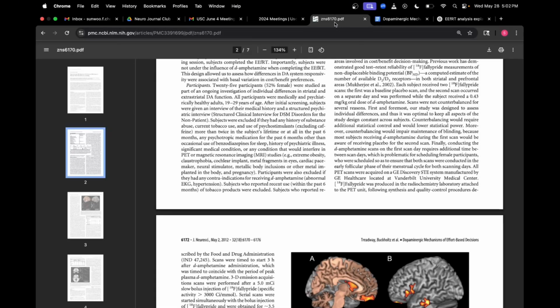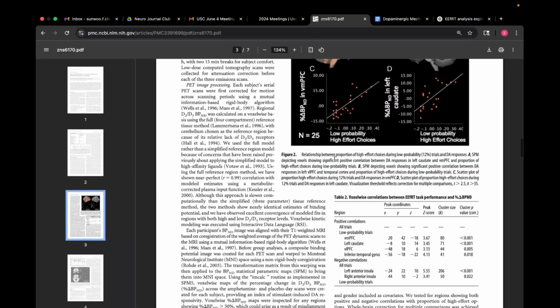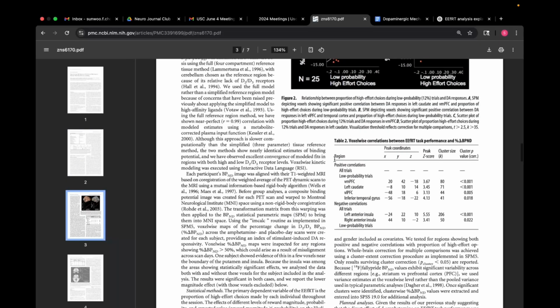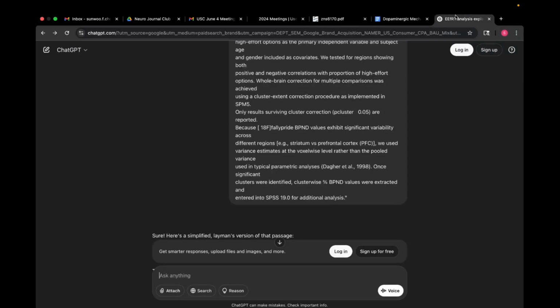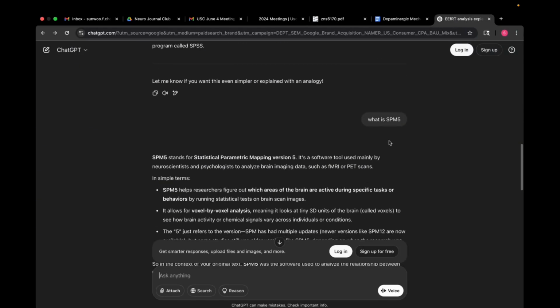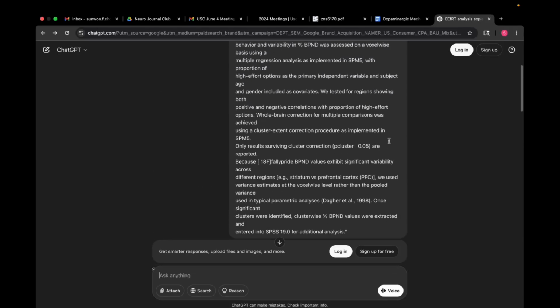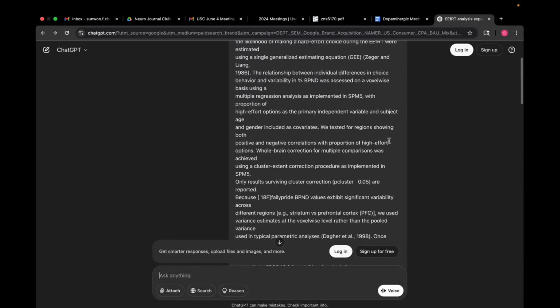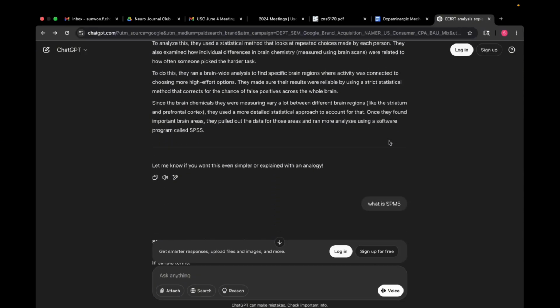I had a specific question over a specific equation that they used. It was a type of generalized estimating equation, and I didn't know what that was at all when I first went into it. It really depends on the type of questions you ask ChatGPT. Once you give it the paragraph, then you can start asking more specific questions based on the specific methodologies that are coming up in that paragraph.